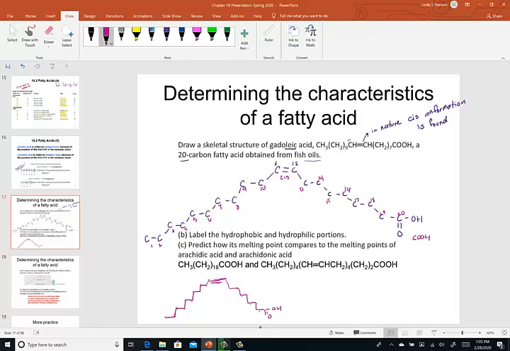Label the hydrophobic and hydrophilic portions. Well, right here is the only exciting portion on that molecule. The COOH is the polar region. Therefore, this would be the hydrophilic, which means water loving. And how about the hydrophobic? Well, that's this part over here, isn't it? The entire structure here is hydrophobic. It's water hating.